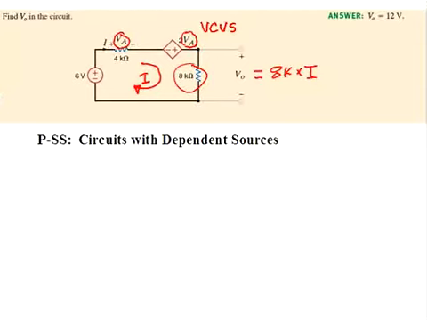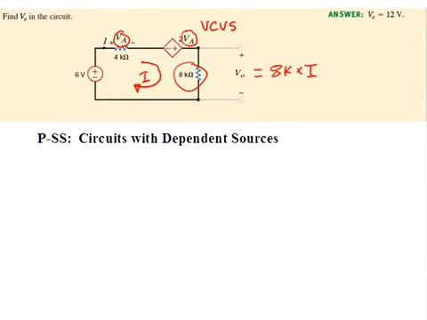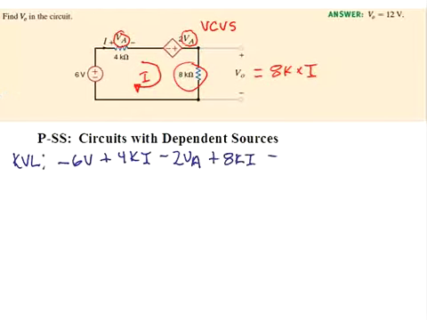So for the loop circuit, we'll write a Kirchhoff's voltage law, summing the voltage drops around that loop. We have minus 6 volts plus 4K I minus 2 VA plus 8K I is equal to 0.